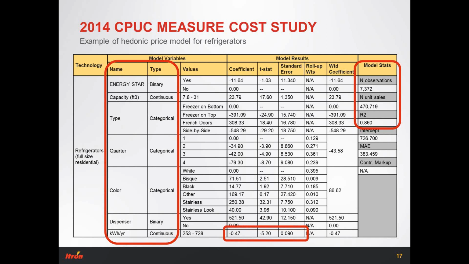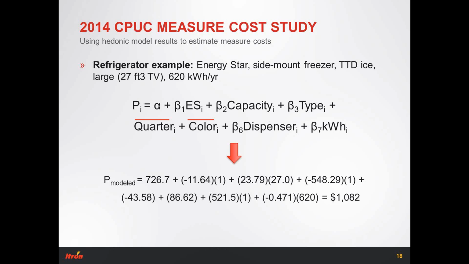You can see the t-statistic is 5.2, indicating statistical significance. The coefficient estimated by the model is minus 0.47, which shows you a price premium for reductions in annual kWh, so a positive incremental cost.